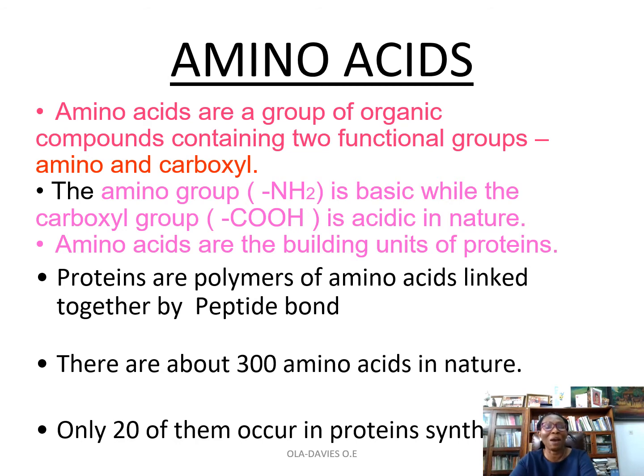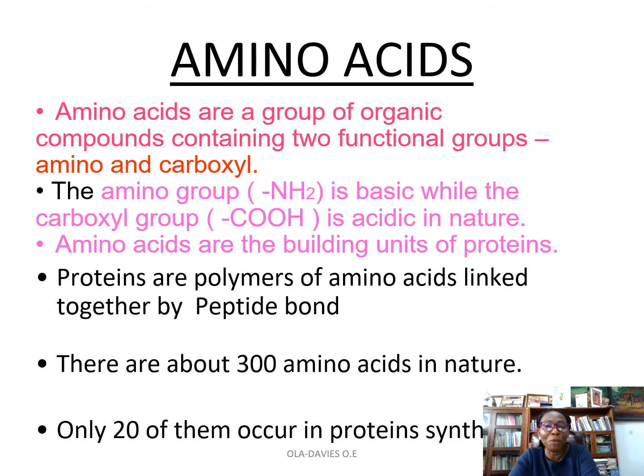Now, let's quickly talk about amino acids. We said amino acids are the major components of proteins. They are the units that make up proteins. Amino acids are a group of organic compounds containing two functional groups, the amino group and the carboxyl group. The amino group, which is the NH2 part of the amino acid, is basic in nature, while the carboxyl group, the COOH, is acidic in nature.